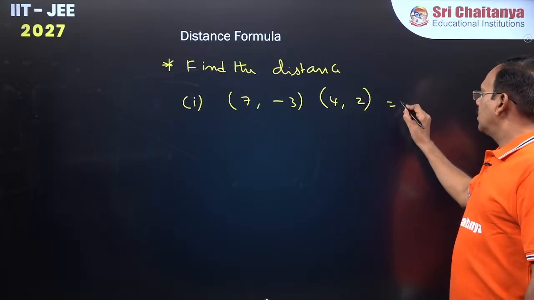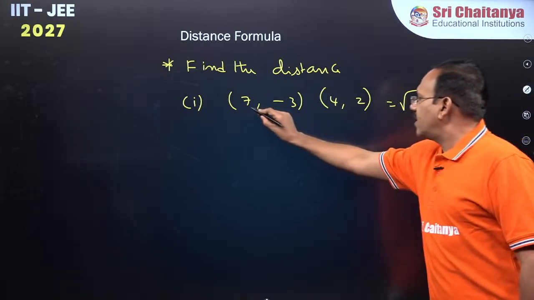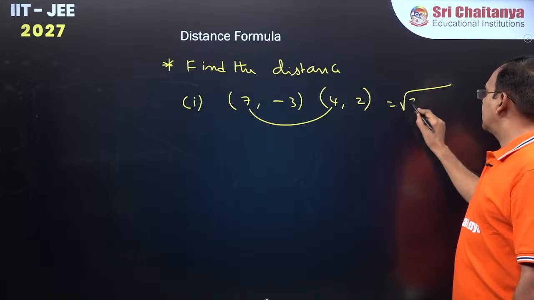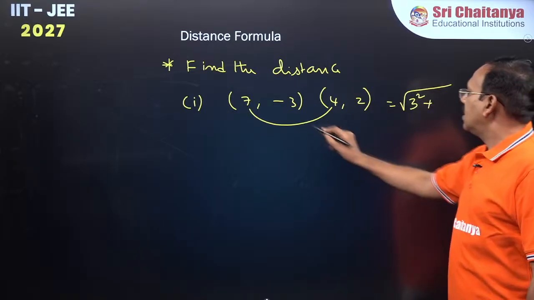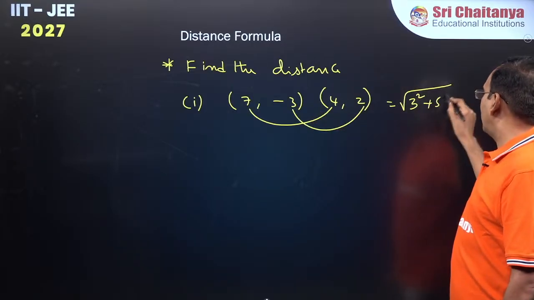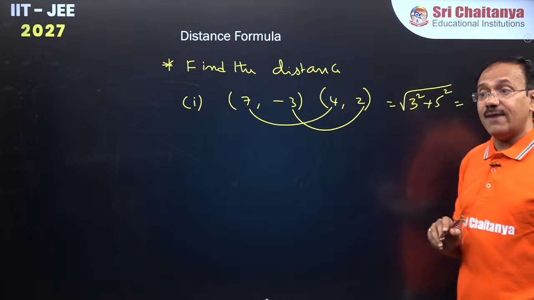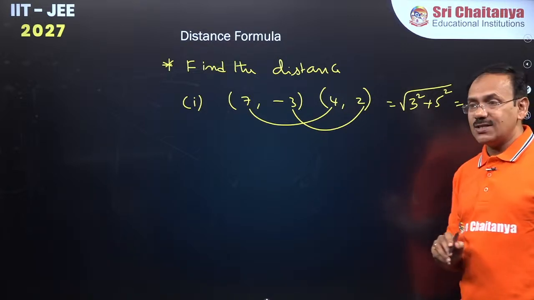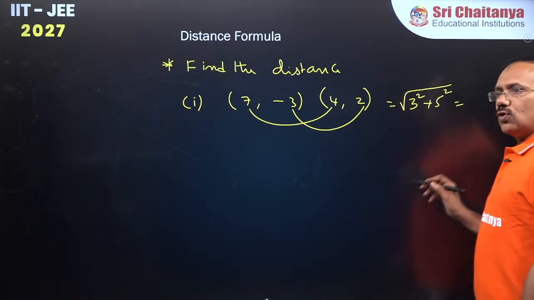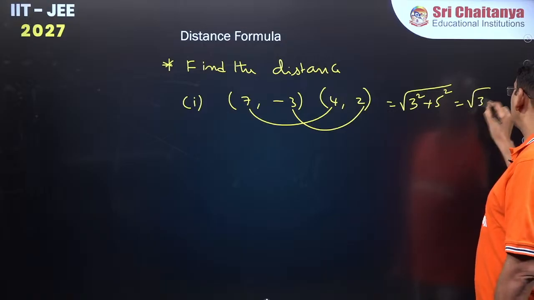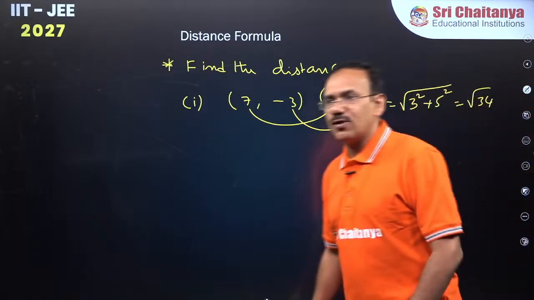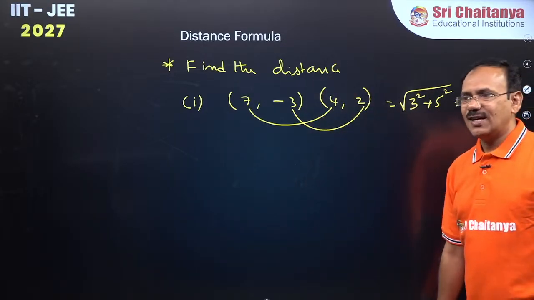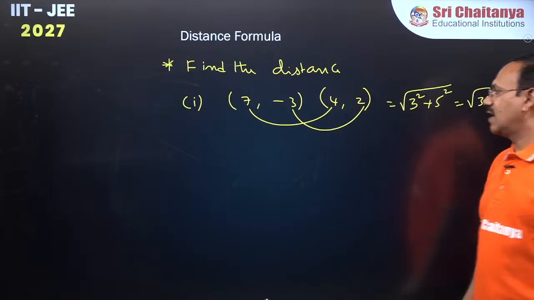This is the square root of the difference of x coordinates, 3 square, plus the difference of y coordinates, 5 square. 25 plus 9, which is 34. Root 34 units is the answer. Clear?